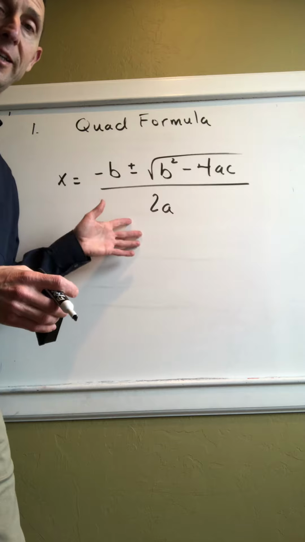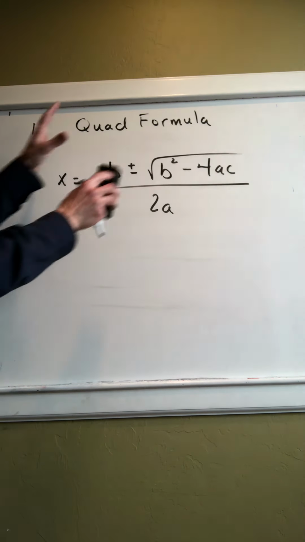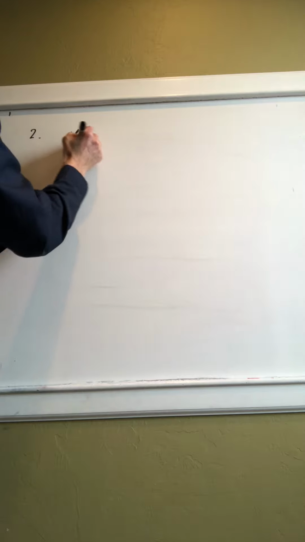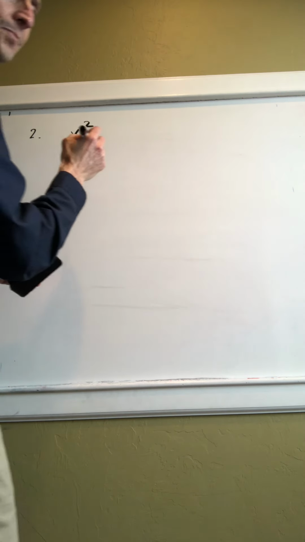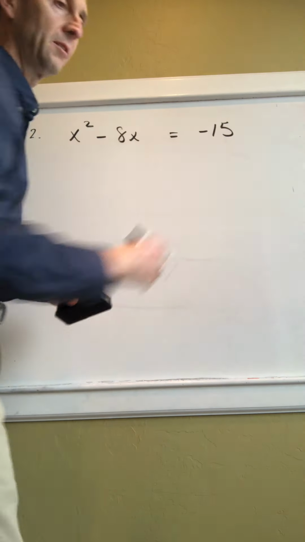We're going to use this today to solve the next 3 examples. So here we go. Let's do some examples of how to use quadratic formula, how we're going to make it work for us to solve these problems. Number 2, let's go x squared minus 8x equals negative 15.